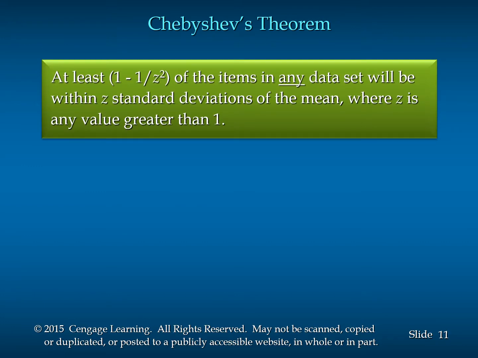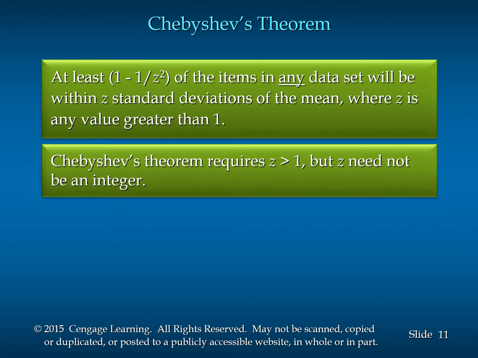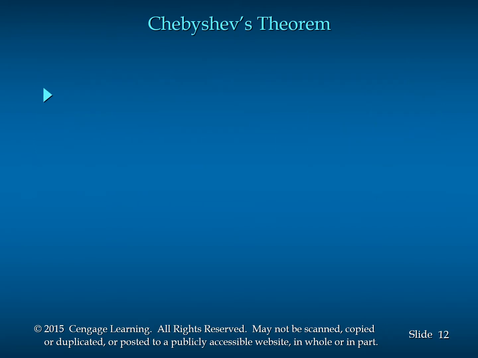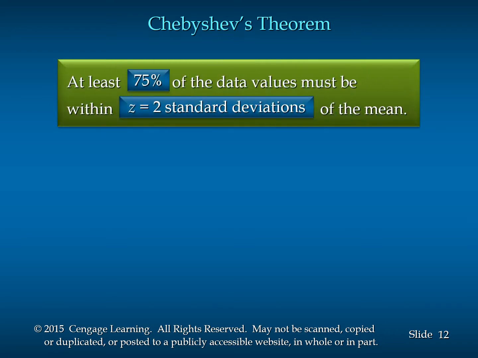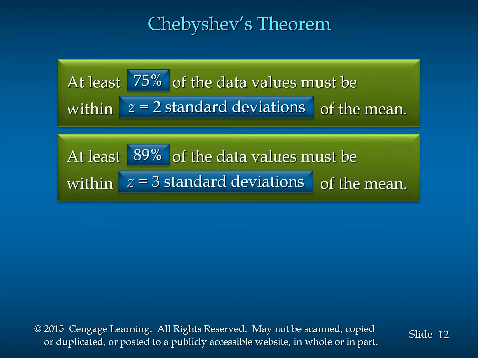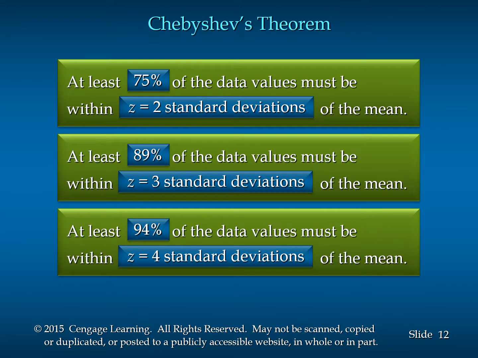Now here is a general rule describing the width of a distribution when the shape of the original distribution is not known. Chebyshev's Theorem provides a general rule for the number of data values that are within plus or minus 1, plus or minus 2, plus or minus 3, or plus or minus 4 standard deviations from the mean.